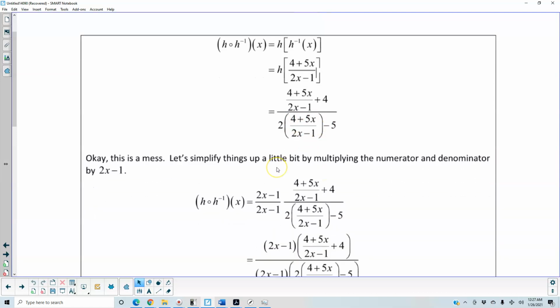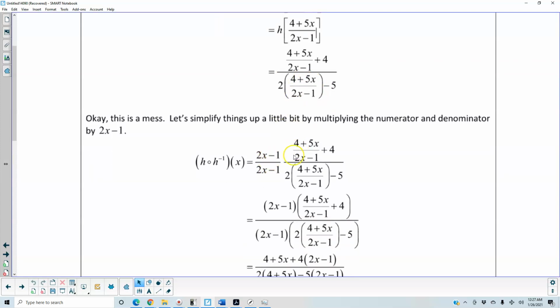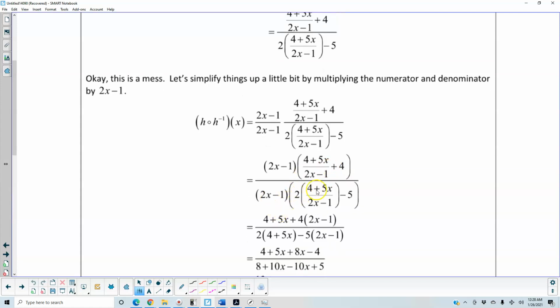Now, okay, this does look messy, but let's simplify things a little bit by multiplying the numerator and denominator by 2x minus 1. Because 2x minus 1 is in the denominator of this fraction here, and 2x minus 1 is in the denominator of this fraction here in the denominator. So if we multiply both by 2x minus 1, that means that we can eliminate the 2x minus 1s. So we have 2x minus 1 times 4 plus 5x over 2x minus 1 plus 4, over 2x minus 1 times 2 times 4 plus 5x over 2x minus 1 minus 5.